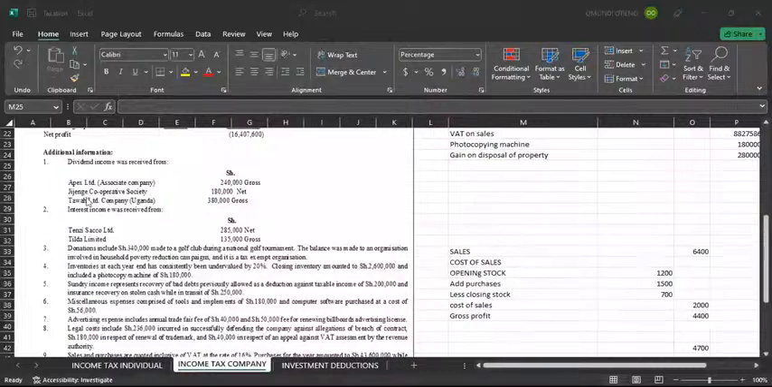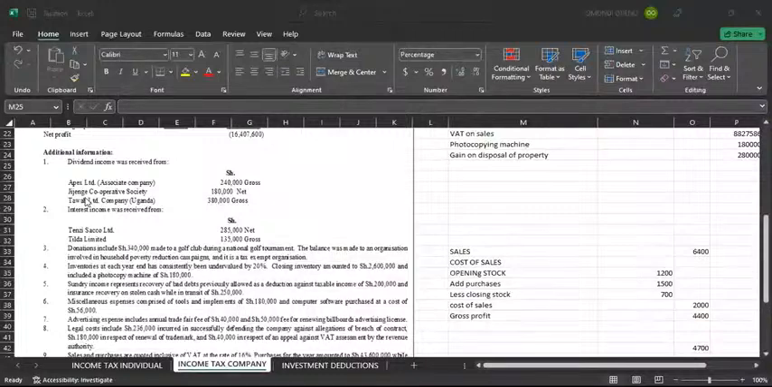Then we have Jijenge Cooperative Society having a value of 180,000. That is the dividends received from Jijenge Cooperative Society. So the dividends from cooperative societies are subjected to a withholding tax of what rate?